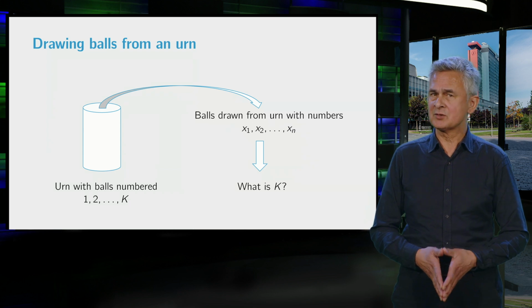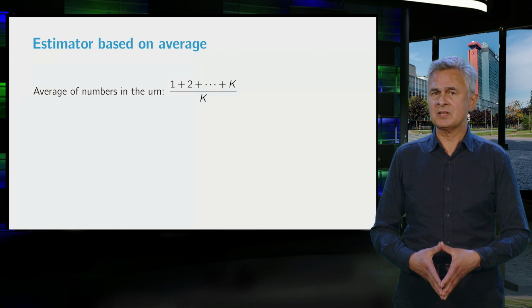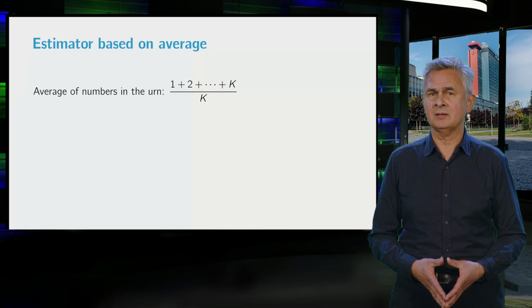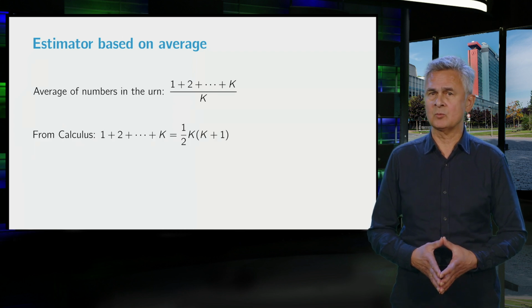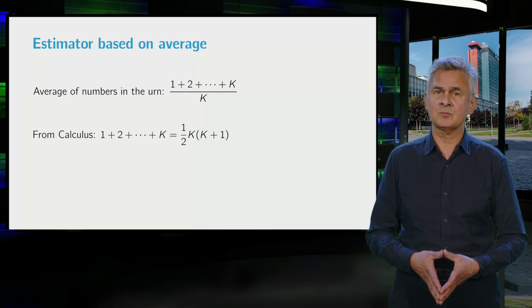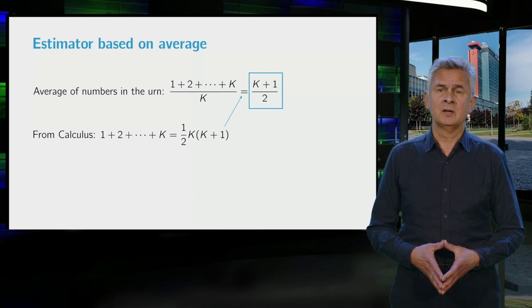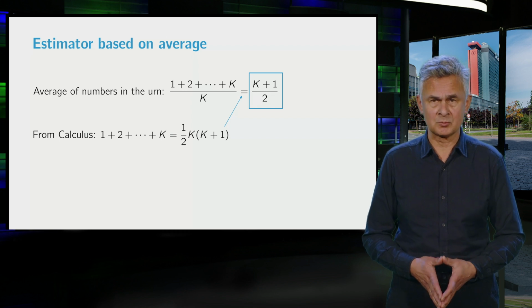Now let us think of a reasonable estimator. Now the average of the numbers in the urn is equal to the sum from 1 to k divided by k. Now from calculus, we know that the sum in the numerator is equal to k times k plus 1 over 2. And therefore, the average of the numbers in the urn is equal to k plus 1 over 2.